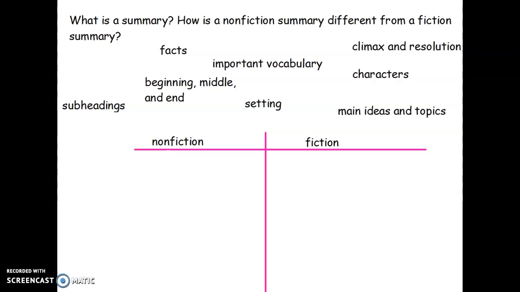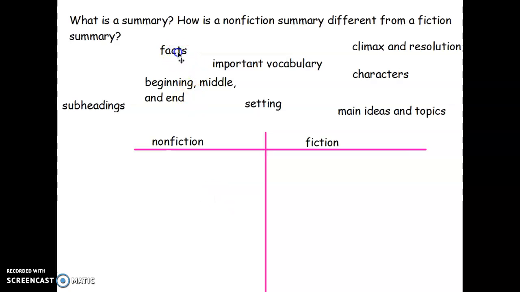Hey guys, so we are going to talk about a summary and how to write a nonfiction summary versus a fiction summary. So, when you're writing a summary, you're really picking up on the important key details the author wants you to understand. So, in order to do that, you have to take a look at the difference between fiction and nonfiction. So, let's look at some of these important traits and decide where they would be in a fiction summary or in a nonfiction summary.